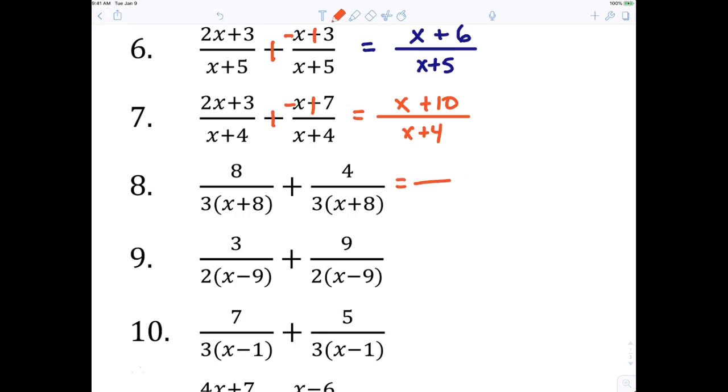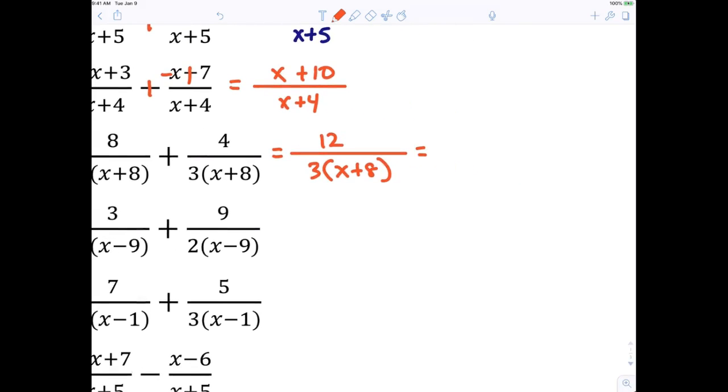All right, Carson, what's up? Tell me that. It's 12 over 3. Good job. Now what? 4 over x plus 8. All right. Now remember, your job is to speak up whenever you're behind and you don't know something.